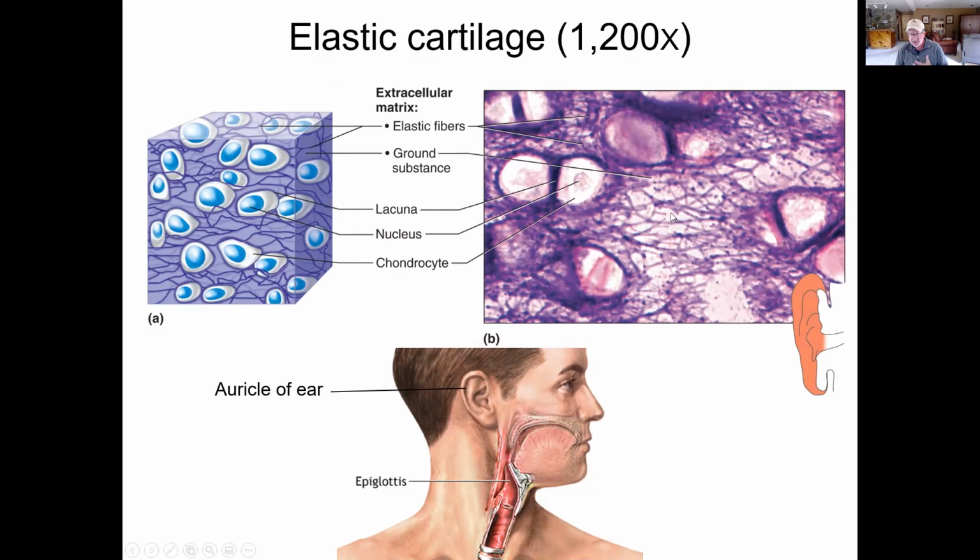And so this particular type of cartilage has to be able to stretch and bend. And it's saying go to the ear, right, to look for it. You can take your ear and you can bend it, stretch it, and it goes back to its original shape. That's due to the elastic fibers within the matrix of elastic cartilage.